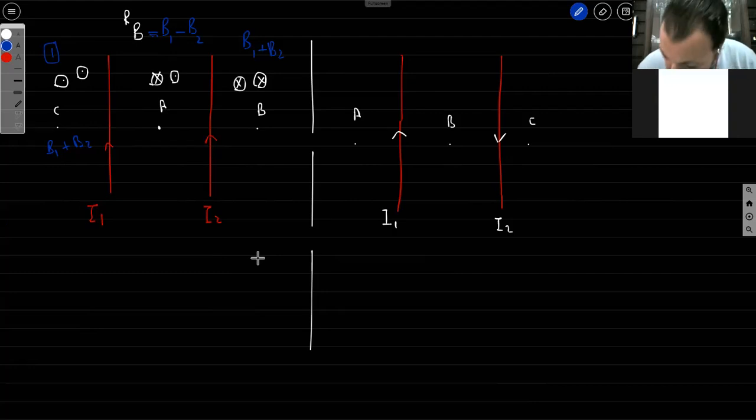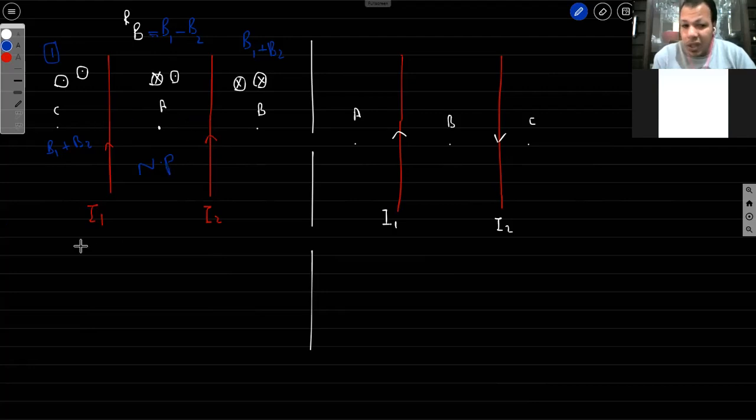So the neutral point is at A. Why? Because the neutral point is always in the region where there is a negative sign. So here we can say that B1 is equal to B2 if they have the same current and the point is at the center, or at the mid distance between the two wires.